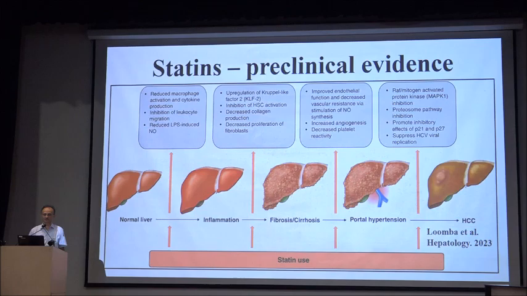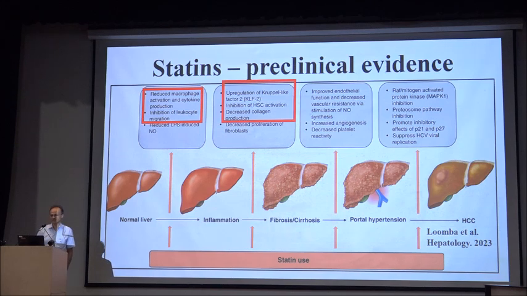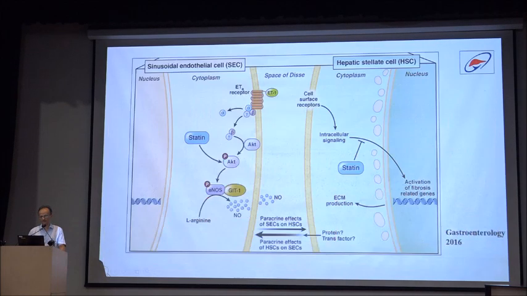Coming to statins, they have tremendous promise. Various clinical evidence is there. They reduce macrophage activation and have an anti-inflammatory effect. They cause upregulation of KLF2, thereby increasing nitric oxide production, and decrease collagen production and fibrosis. Therefore, they increase endothelial function and nitric oxide levels. So statins have a role to play in portal hypertension as well, apart from their effect in reducing the risk of HCC. So this is how the statins work.